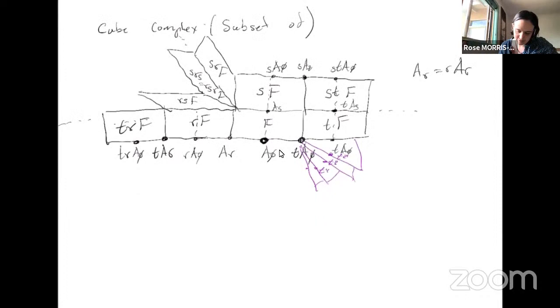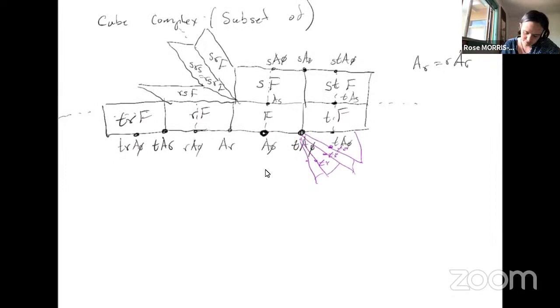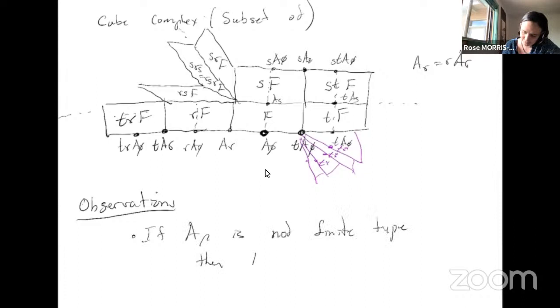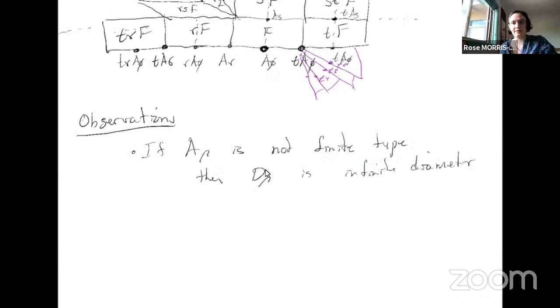Okay. So now that we have this complex, let's think about what some of the nice properties of it are. So maybe some observations. If Gamma is not finite type, then this complex, the Deligne complex, is infinite diameter. That's a good thing for us to have in geometric group theory, we would really like to have some really long geodesics moving through this space that we can work with.